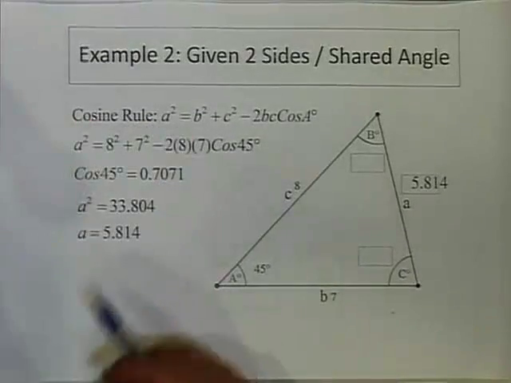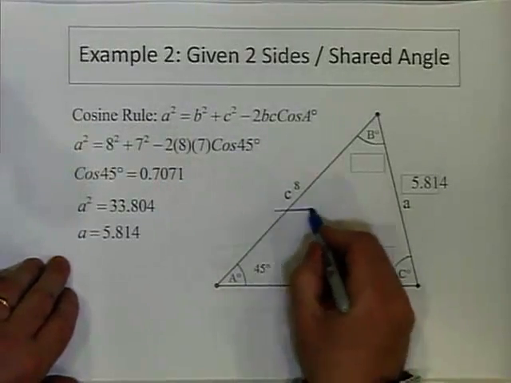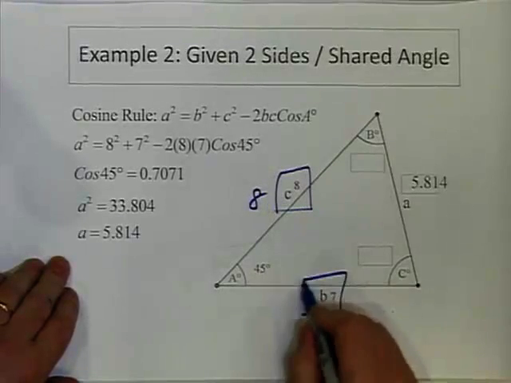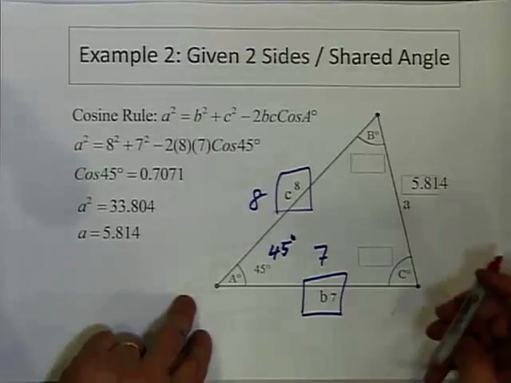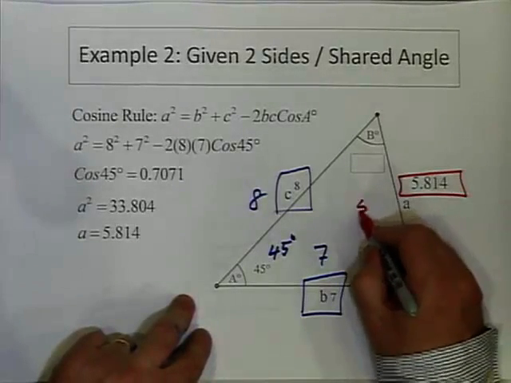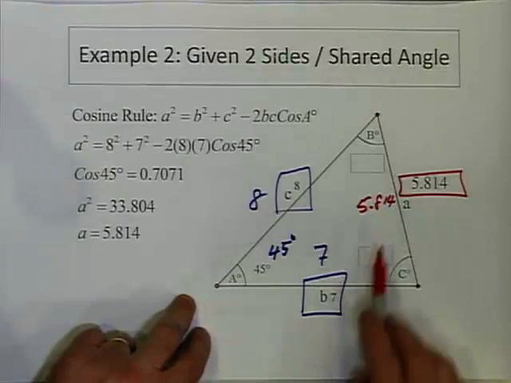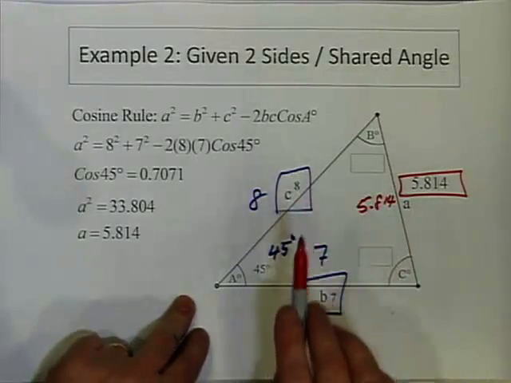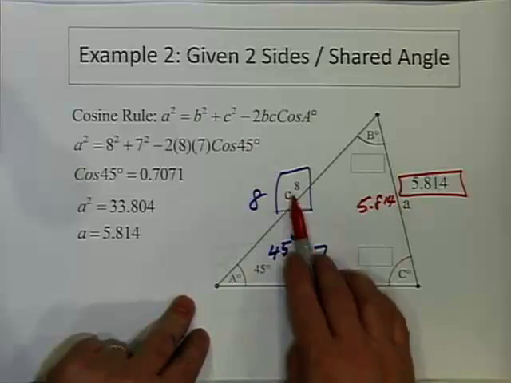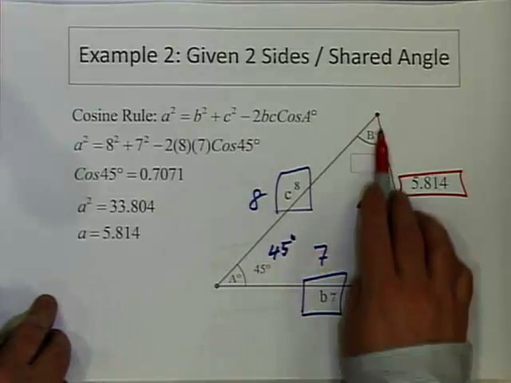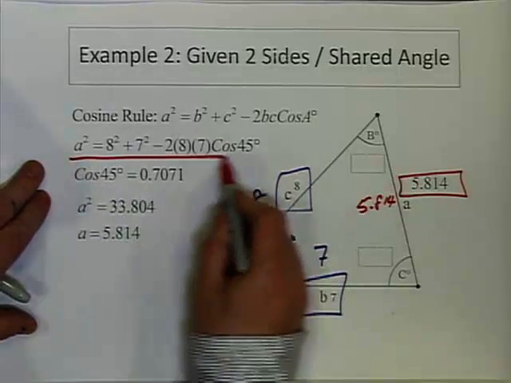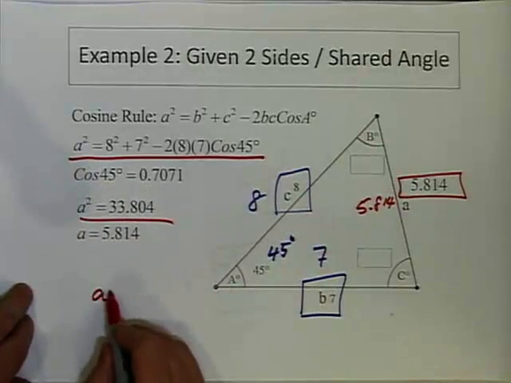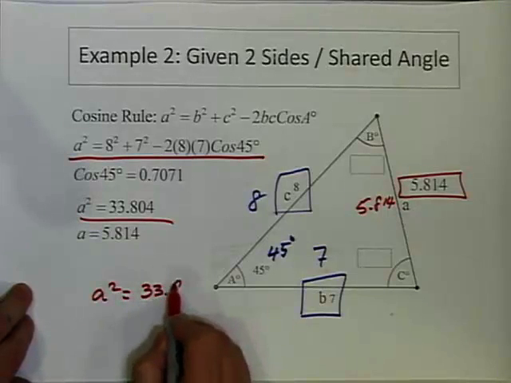So I start off and I say, let's look at the cosine rule for A. Well, I know C was 8. I knew this was 7. And I knew this was 45. But the cosine rule allowed me to find this one as 5.814. Because that squared is that squared plus that squared plus 2 that times this. So now I can find out what A squared is. And of course, when I get A squared, I find that A squared is equal to 33.8.